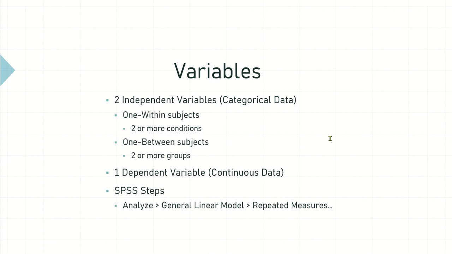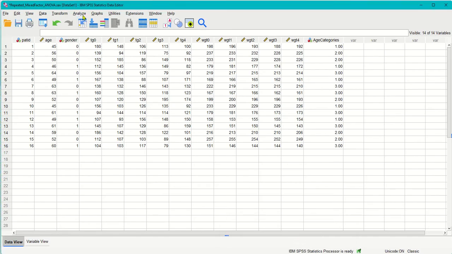Say you are comparing males and females, correct? And then you are also using these independent variables to determine the scores or the outcomes on some dependent variable, which is a continuous variable. All right, to perform it, we're going to do this in SPSS, and you simply select Analyze, General Linear Model, and then Repeated Measures. So let's go ahead and do that.